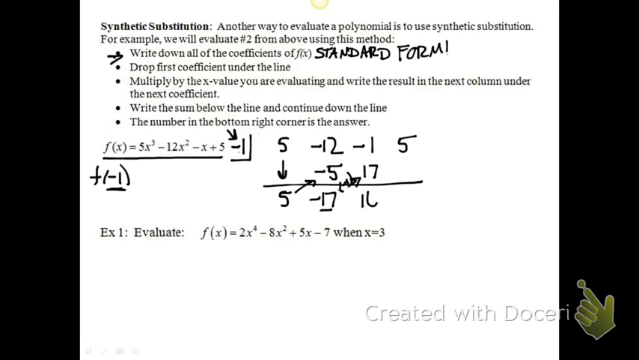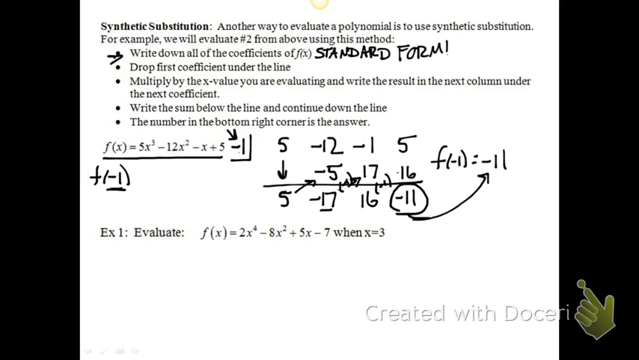When I add them, I get 16. Now I'm going to multiply negative 1 times the 16, and I get negative 16. And when I add them, I get negative 11. Guess what? Doesn't that number look familiar? I think that was the result from the last page. When we plugged in f of negative 1 using direct substitution, didn't we get negative 11? That wasn't by chance, folks. That ending number at the very last step will be your solution. Let's do another example.